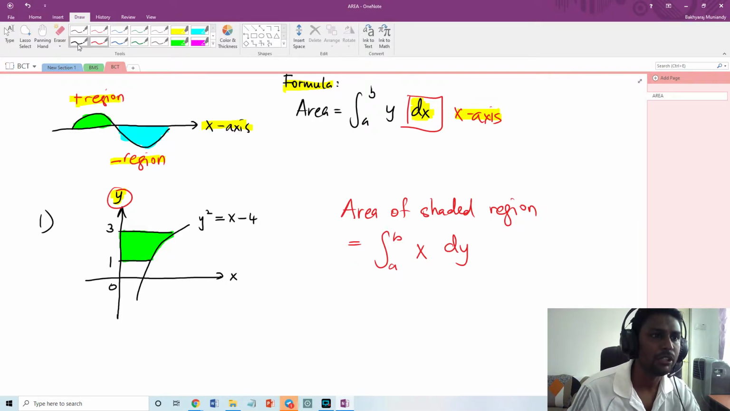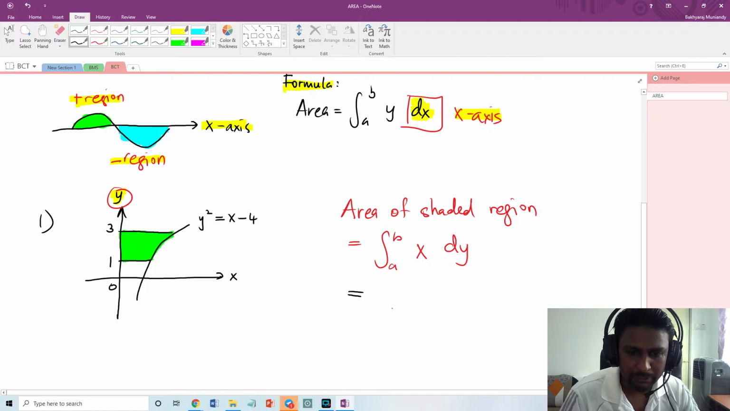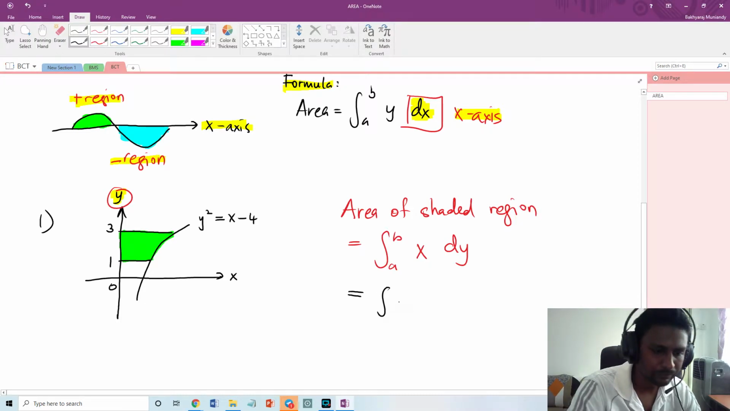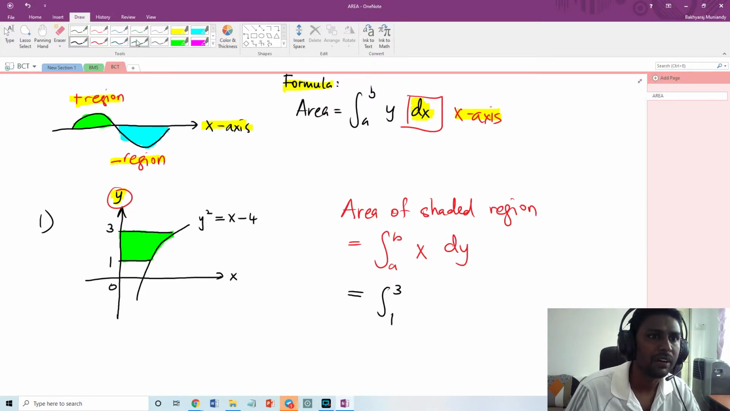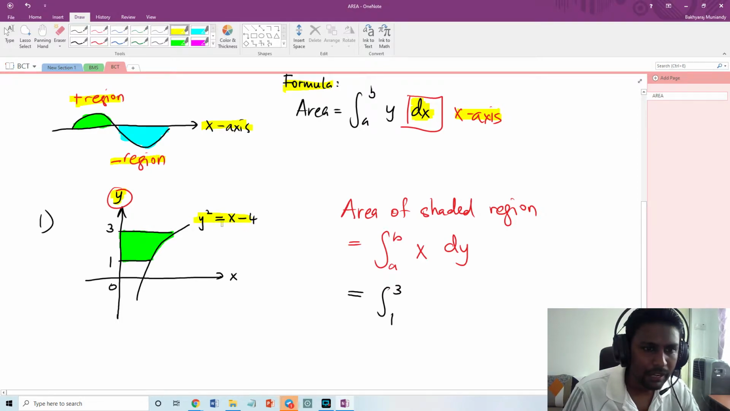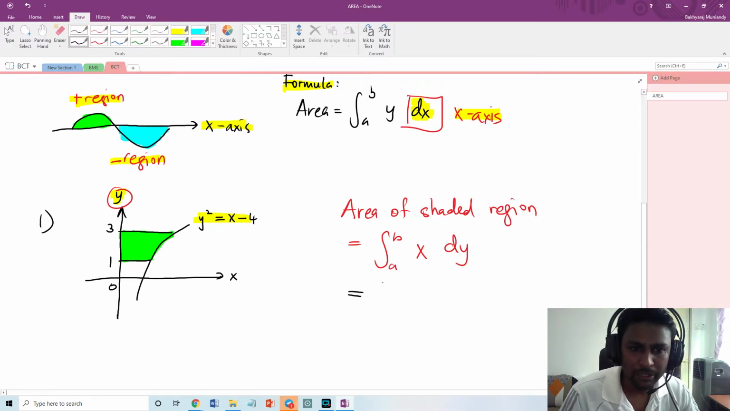Now we're going to substitute the limits. What is the limit? The limits are 1 and 3. Now I want to put the function of x here. But when you look at the formula, you don't have x, so we need to do some manipulation.